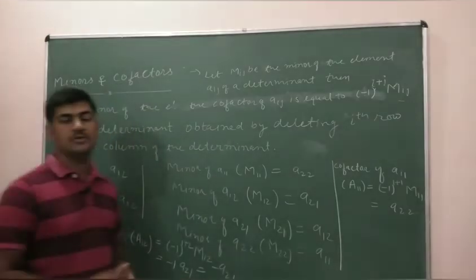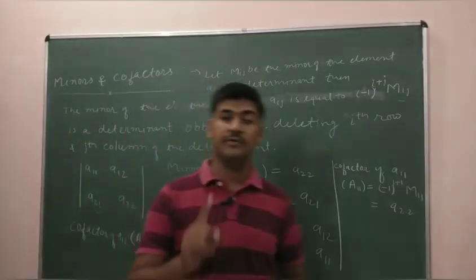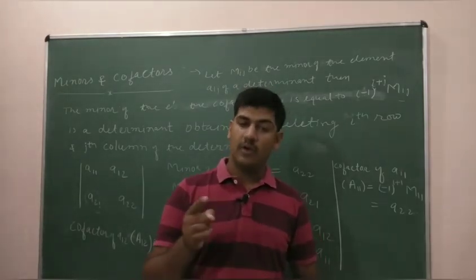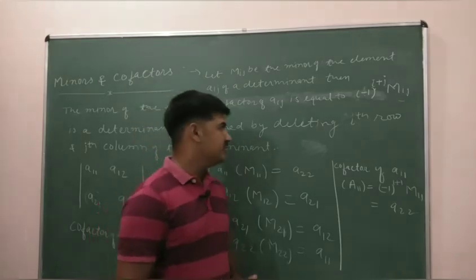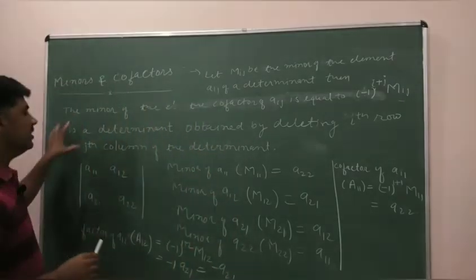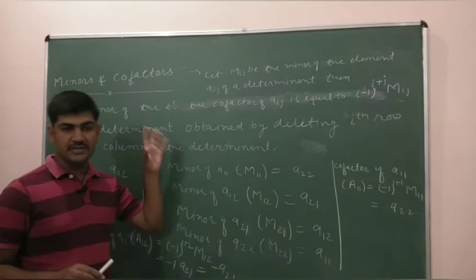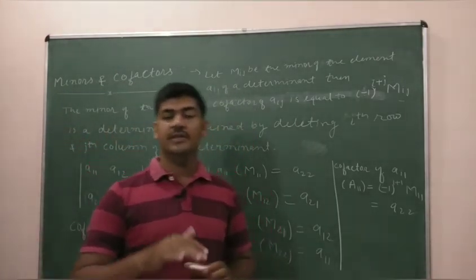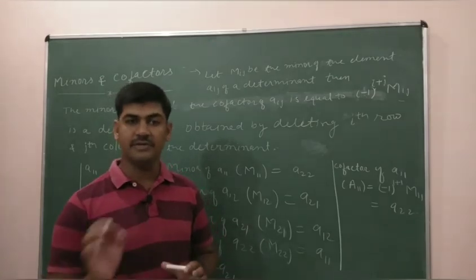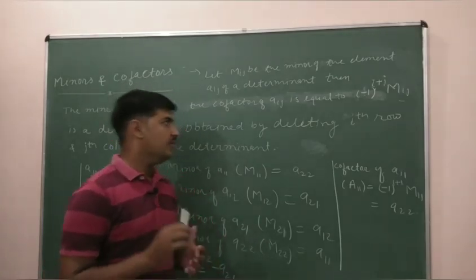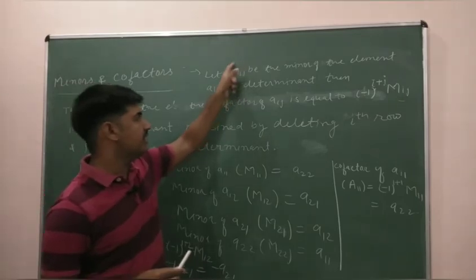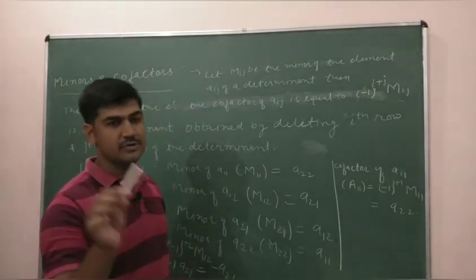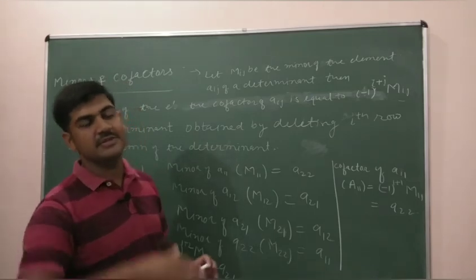The first topic is what is the minor of an element of a determinant. The second topic is what is the cofactor of an element of a determinant. The minor of an element of a determinant is a determinant obtained by leaving the ith row and jth column of that particular determinant. And the cofactor is, if we have obtained the minor, then if we multiply the minor by -1 raised to the power i plus j, it becomes the cofactor.